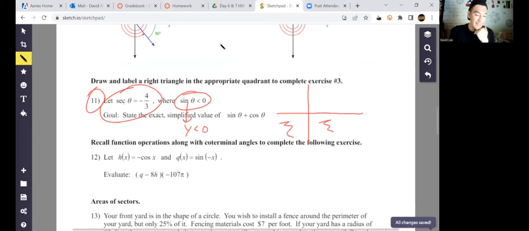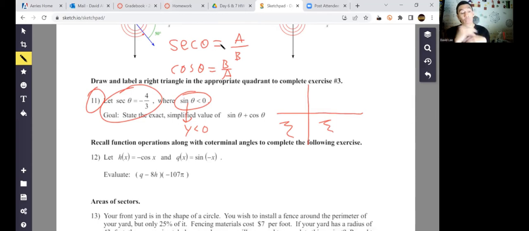Here, they're telling us what secant is. Check out this little trick, one of the perks of watching these tutorials. We know that if secant of theta equals a over b, then cosine of theta equals b over a, because secant and cosine are reciprocals. So the original statement we can rewrite as cosine theta equals, still negative, but you just flip the fraction.